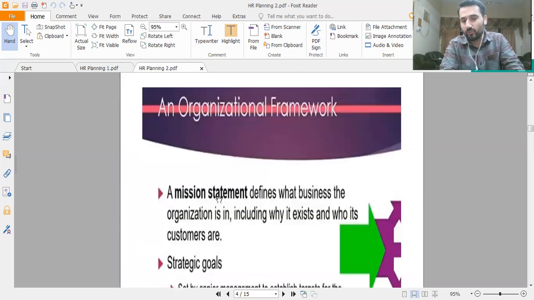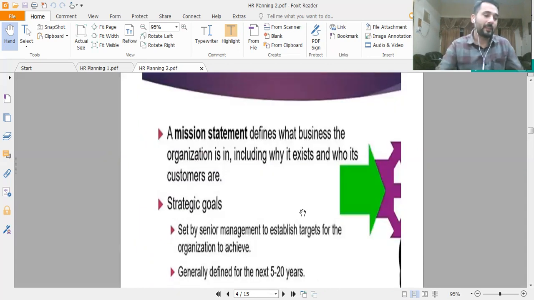Then an organizational framework: we know the mission statement. If we talk about any educational institute or any other government institute, there's a mission statement. It defines what business the organization is in, including why it exists and who its customers are. Definitely, a mission statement is a broader statement. If you read the mission statement of any organization, you can easily guess its functions or domains. You can easily guess, okay, this is the mission statement of a bank, or of an academic institute. For example, if the mission statement says that we are committed to providing excellent academic and educational services to the youth of Pakistan, you will have an inkling that this must be the mission statement of an academic institute.